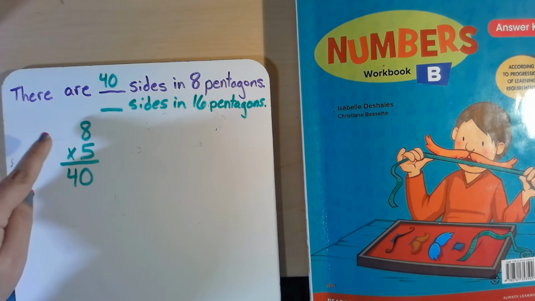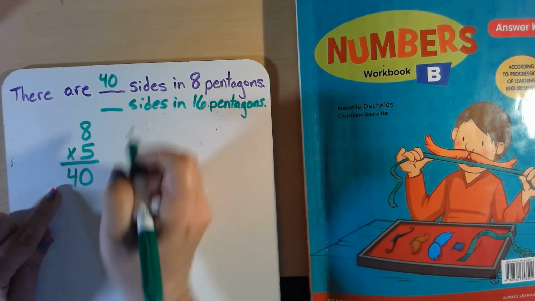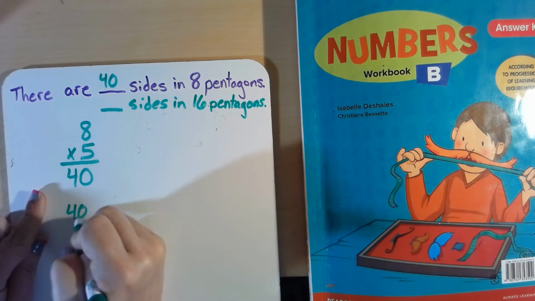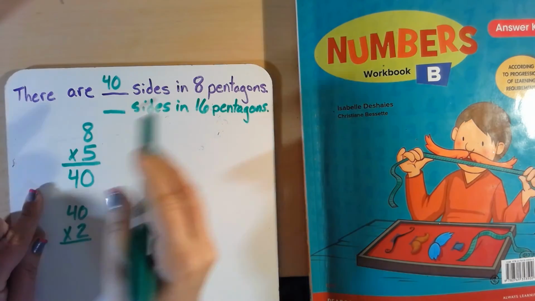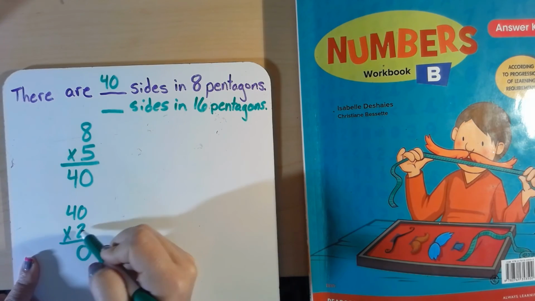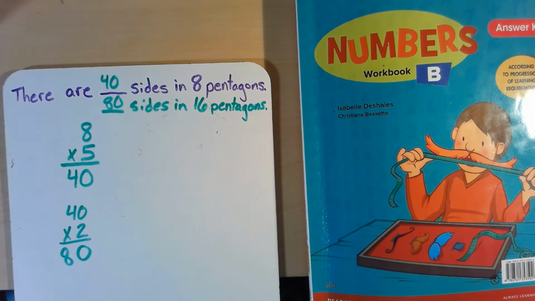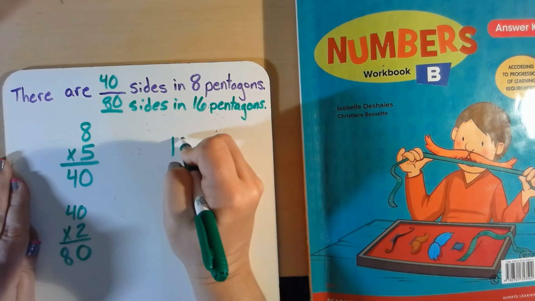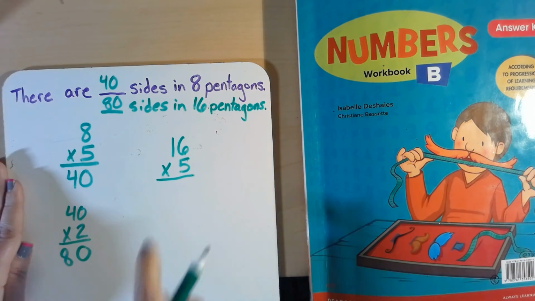Well, if I already know 8, and I know that 8 times 2 is 16, I could just take 40 and multiply it by 2. 0 times 2 is 0, 2 times 4 is 8, there should be 80. Or, some of you are thinking, what if I just take 16 times 5? It should be the same answer.